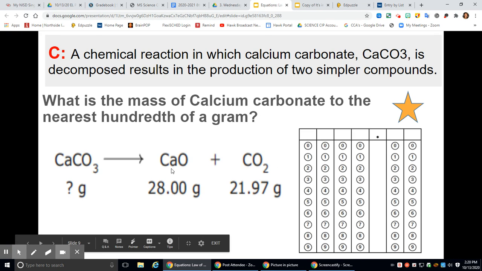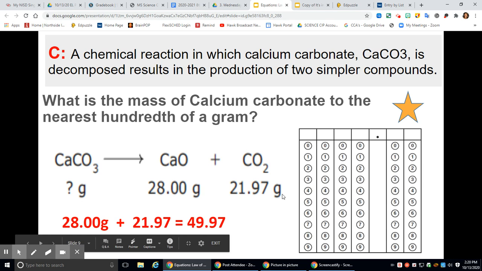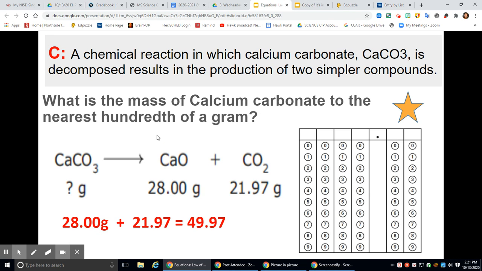According to the law of conservation of mass, your product's mass should always equal your reactant's mass. So 49.97, we'd come over here to the griddable and grid 49.97.